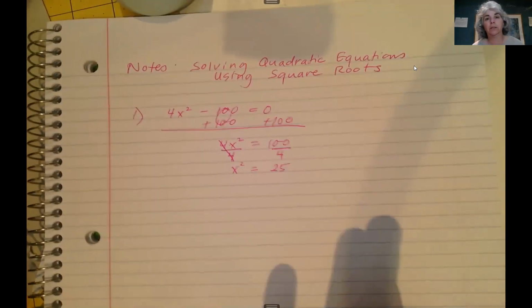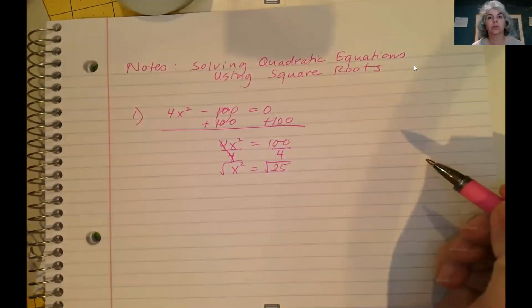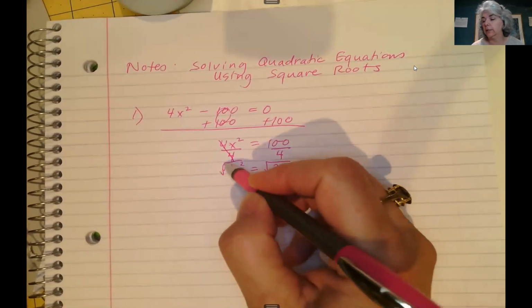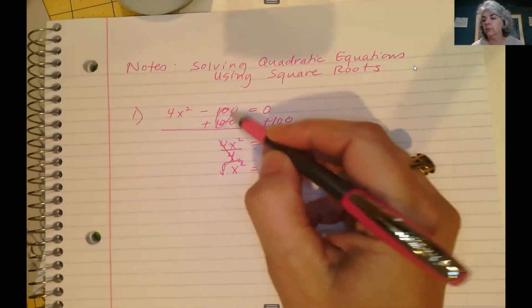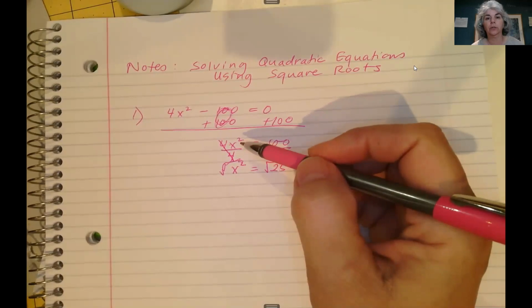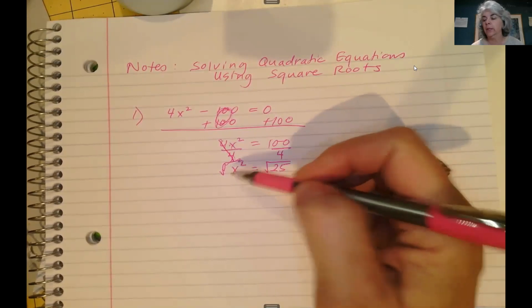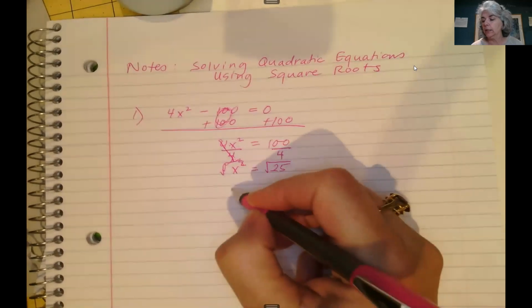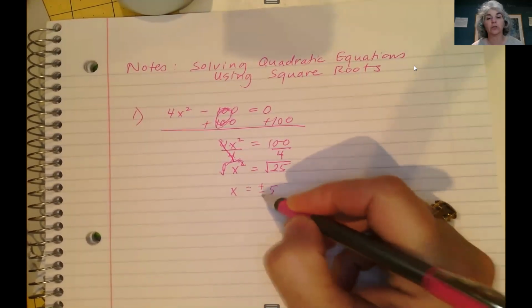Now that I've got the square term isolated, the second step is to take the square root of both sides. Taking the square root of a square cancels out the square. They undo each other, just like adding 100 undoes the minus 100, and dividing by 4 undoes the multiplication by 4, taking the square root undoes the square. And so I get x equals plus or minus, and the square root of 25 is 5. It's actually plus or minus 5.